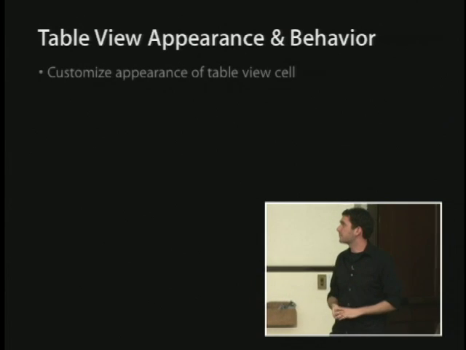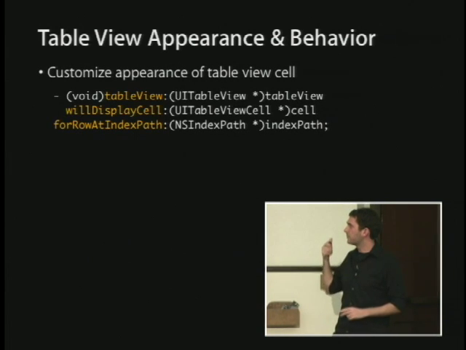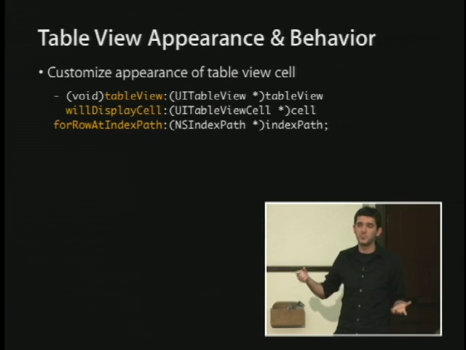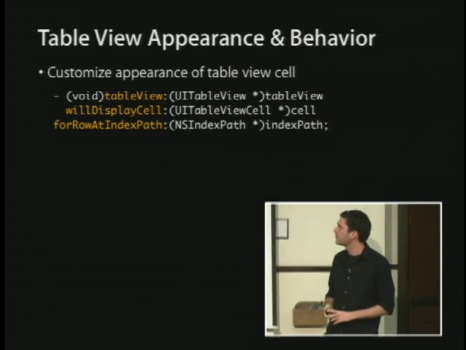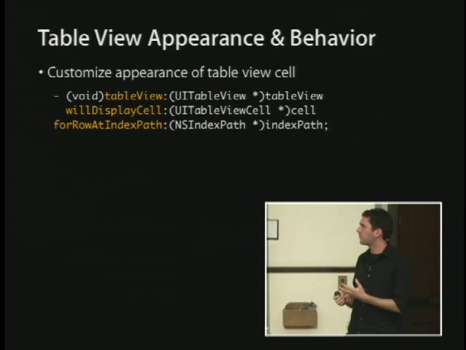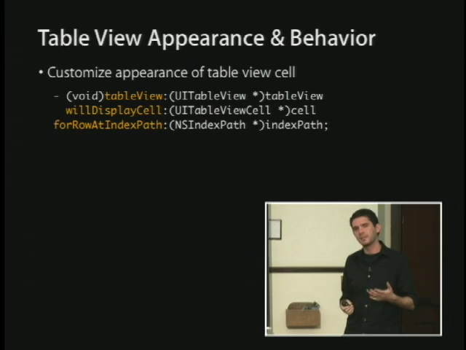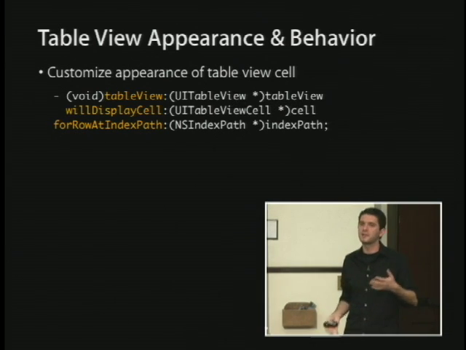So how do we customize table view appearance and behavior? There's quite a few methods on the table view delegate that allow you to do different customizations. We'll just talk about this one right here: tableView willDisplayCell forRowAtIndexPath. This is called immediately before the table view makes one of its cells visible.